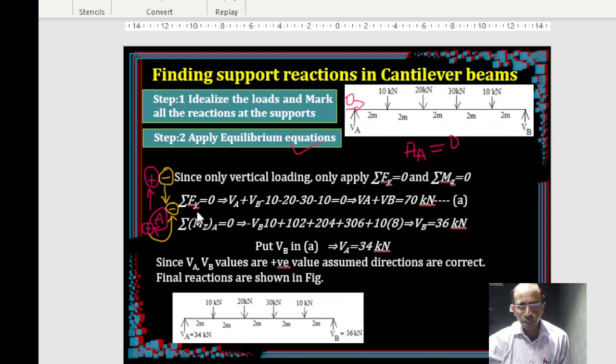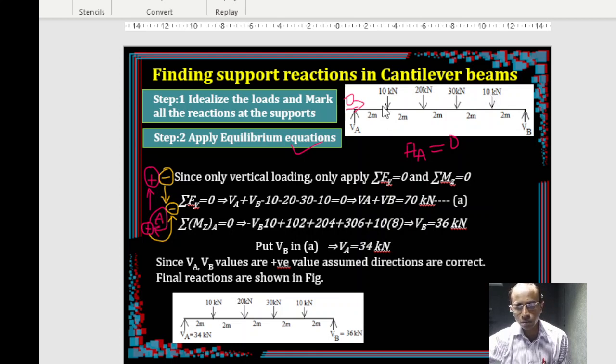Now you are applying equilibrium equations. Before applying them, you make a decision on which direction you are going to take as positive. It is up to you. You can take upwards negative and downwards positive also. Here, for convenience, I assumed upwards positive, downwards negative. Based on that, you can look at the figure and simply mark which are the positive side and negative side. VA, VB are all forces acting upward. So plus VA plus VB, and the rest of the forces are all minus: minus 10, minus 20, minus 30, minus 10.